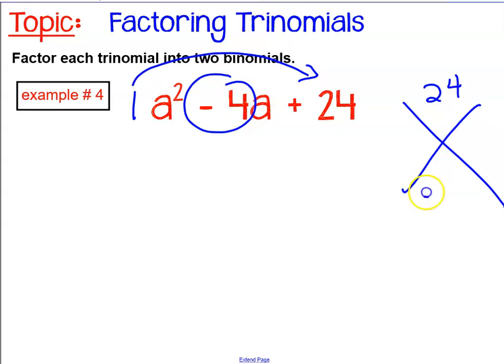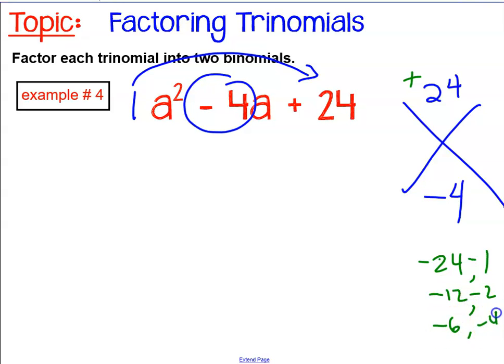Get your B term. Think about your factors of 24. Ooh, you see this number down here is negative. The only way for that to happen is if I have 2 negatives, because 2 negatives make a positive, and that's what I have up there. So negative 12 and negative 2, negative 6 and negative 4, negative 8 and negative 3.